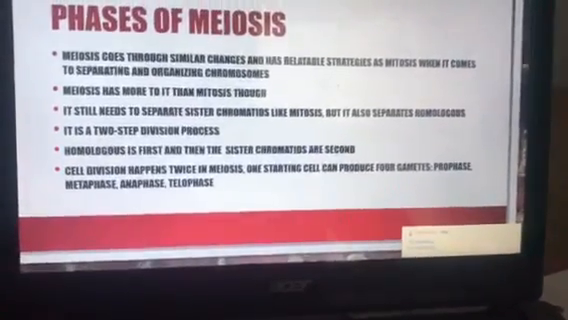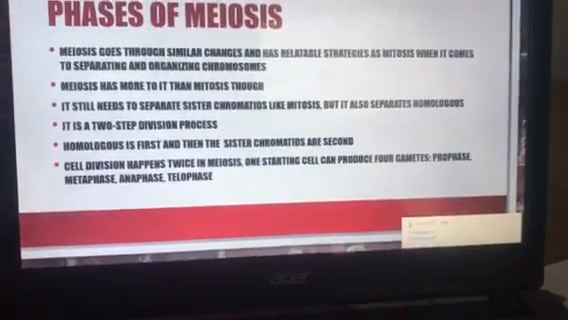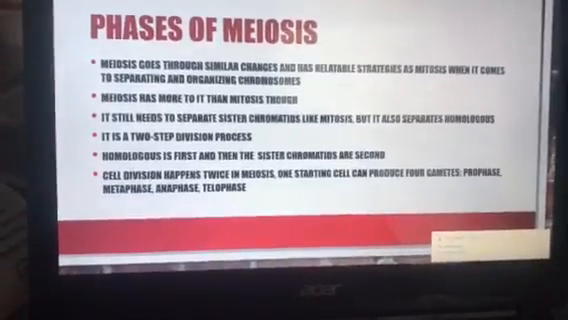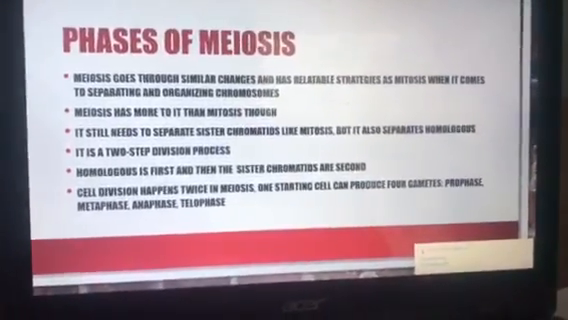Cell division happens twice in meiosis. One starting cell can produce 4 gametes, going through prophase, metaphase, anaphase, and telophase. And we'll be going into detail about these phases throughout the PowerPoint.